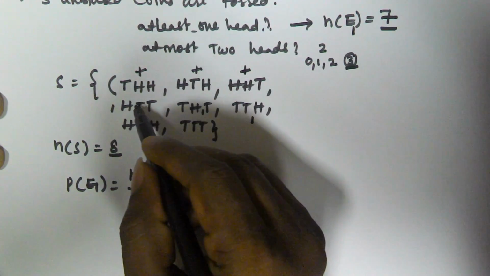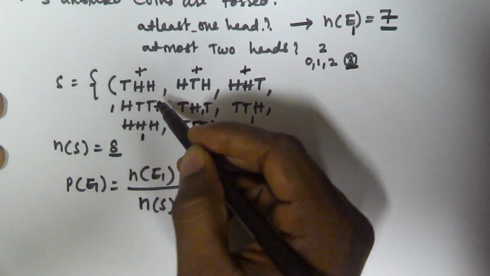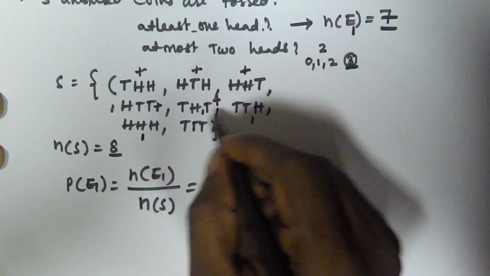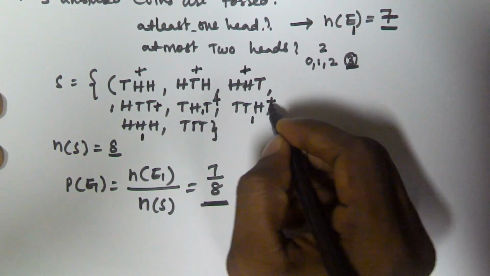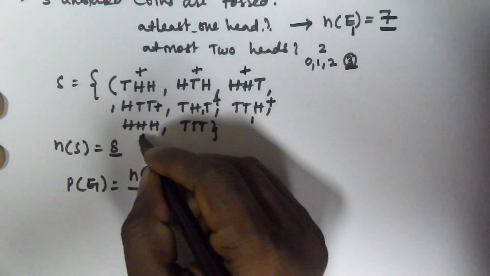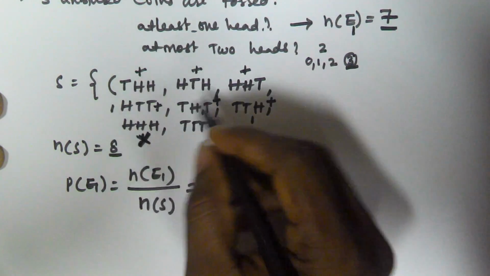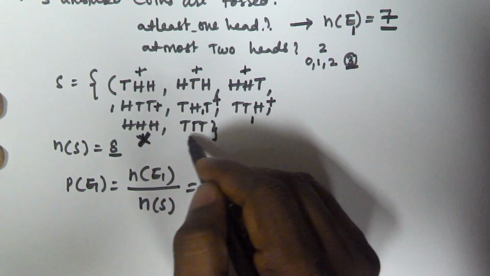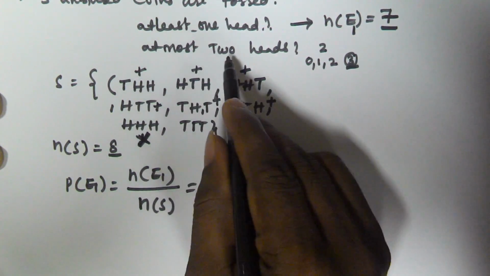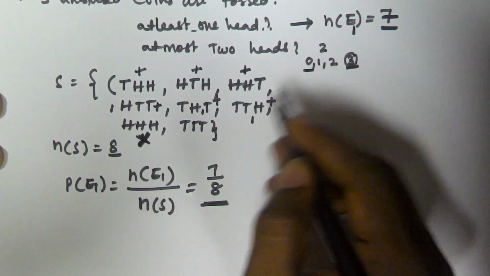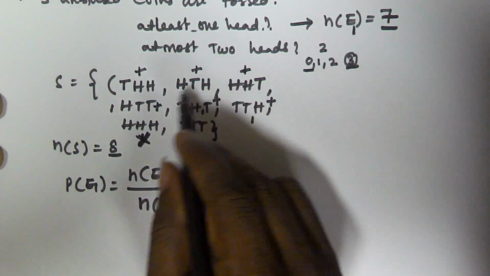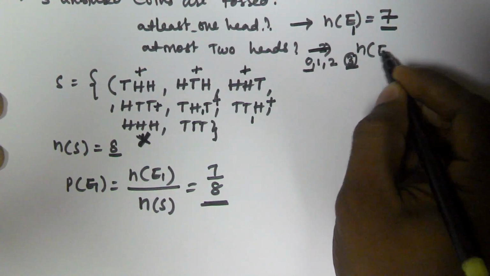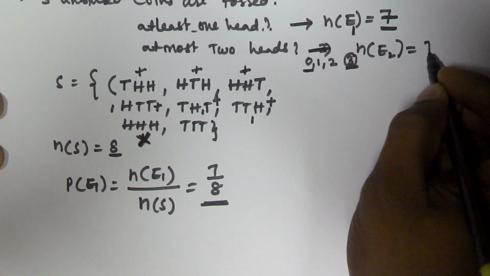And this one contains 1 head, so at most 2, it is also added to our favorable cases, and this one contains 1 head, so it goes into the favorable cases too. This one contains 3 heads, so we cannot consider it, because at most 2 heads are allowed. And this one contains 0 heads, which is also allowed. So except this one, the remaining are all favorable cases. So for this second event, at most 2 heads, the cardinality is also 7.